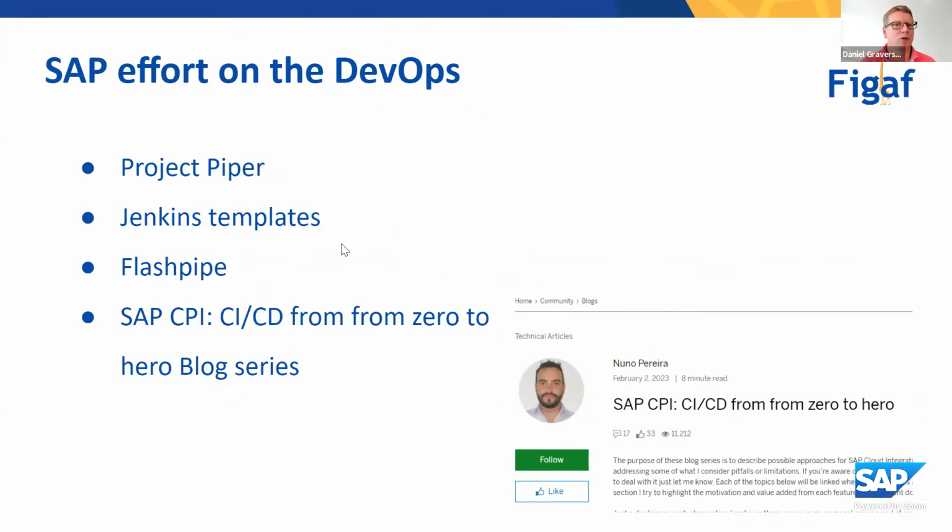There are a lot of different efforts also from the SAP side to deliver different ways for customers to work with CI/CD: Project Piper, or there's a number of Jenkins templates. There's the Flash Pipe, and then I think a good place to start is Nuro's blog here about his journey setting up these things. I do think that setting up a full CI/CD pipeline is something that will take some effort for you to understand. So what is it that you're actually able to deliver, and how can this be done?